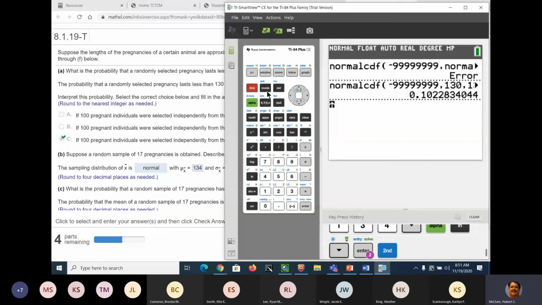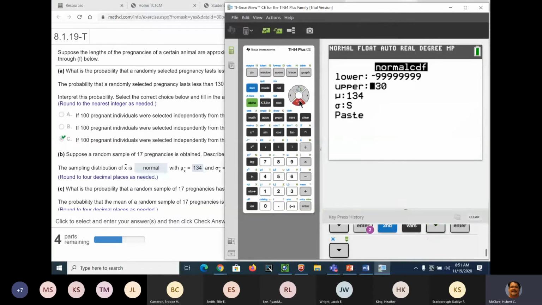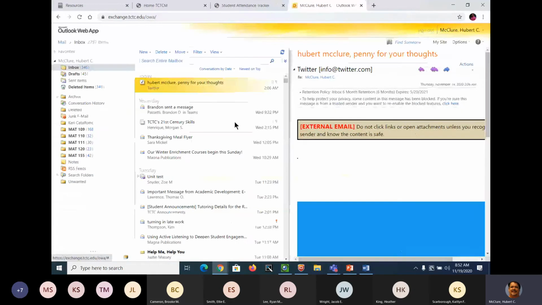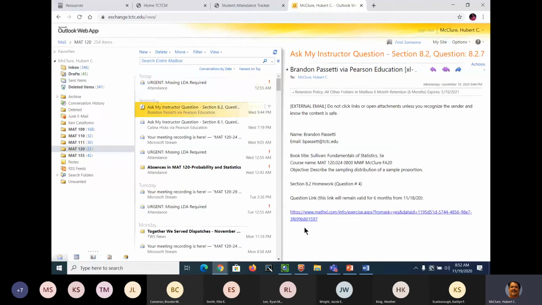I want to go back and try that again. Second vars, normal CDF, negative 9999. And my upper would be negative, what do we say it was? 1 point what? Did somebody write it down? Oh, well, just forget it. We just won't do it. We'll just go on to the next question. Y'all don't really care, so. Next homework question for those that actually care. 8.2, 7/4.